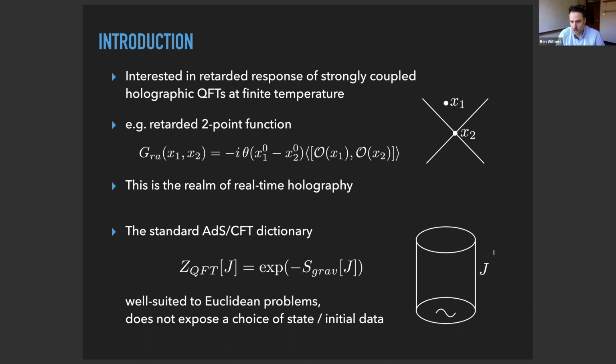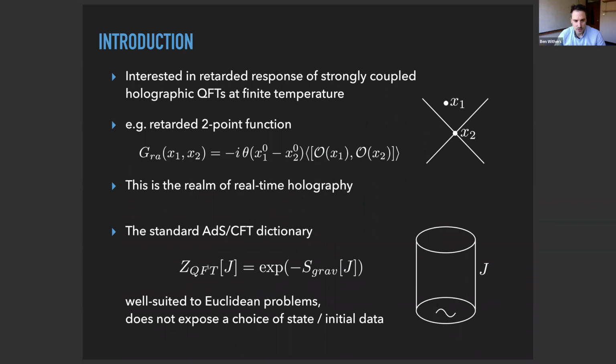Whilst this is well suited to a Euclidean problem, since if on the boundary I specify all of these sources, I can construct locally unique solutions to the gravitational equations of motion. It's a Euclidean problem, and specifying the sources at the boundary is a well-posed thing to do. In the Lorentzian, it's no longer the case, since in order to construct this Lorentzian solution, we need not only boundary values, but also some initial data or maybe final data. And this corresponds to a choice of state in the quantum field theory.